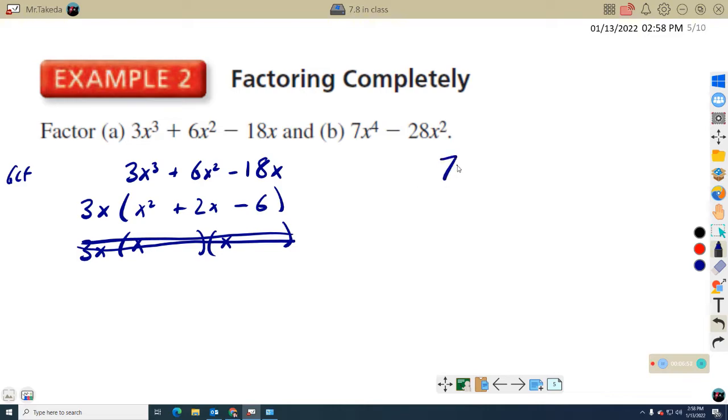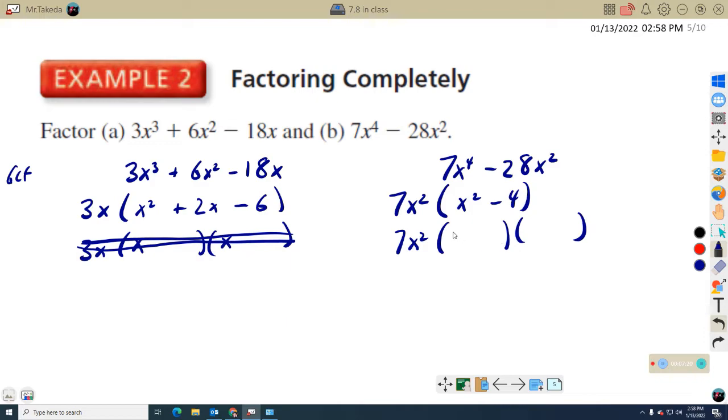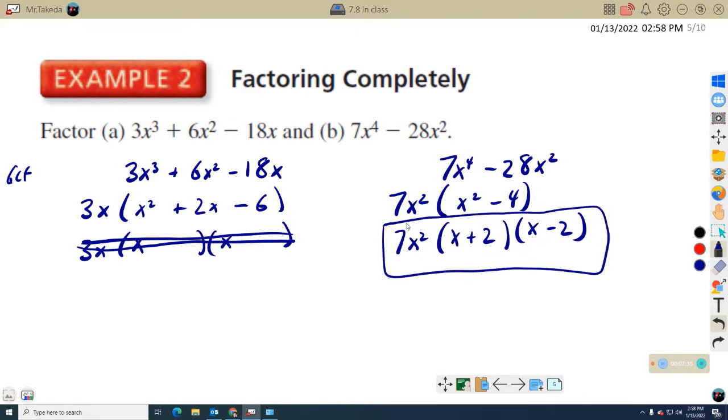Let's take a look at the second one here. So I have a binomial, and the GCF is going to be 7x squared. So that's going to leave me x squared minus 4. Okay, and then this is a difference of 2 squares. So that means this is going to factor using our special products into x plus 2, x minus 2. Now you got to keep checking, but none of these are a difference of squares. These are not squares, so this one is done. That took 2 steps. Okay, so GCF first, and then factor whatever is left.